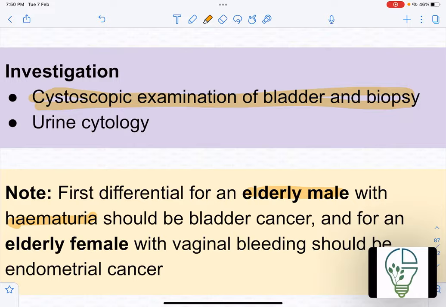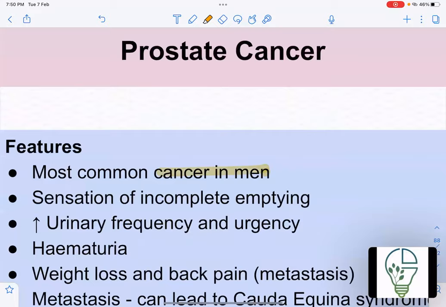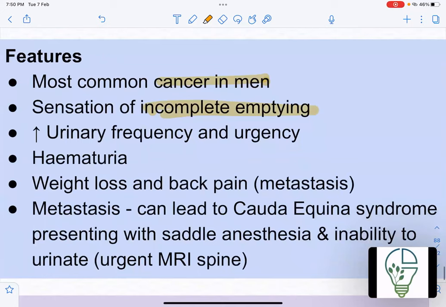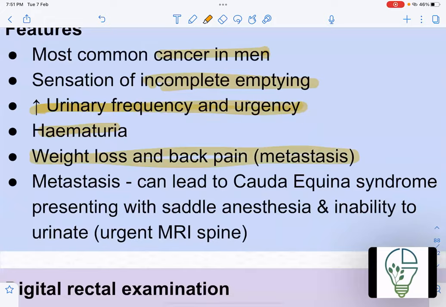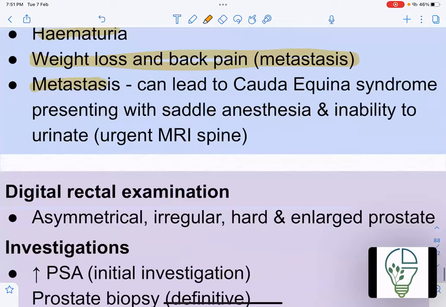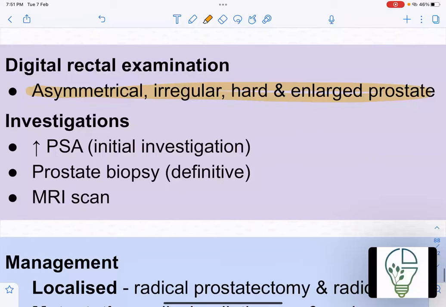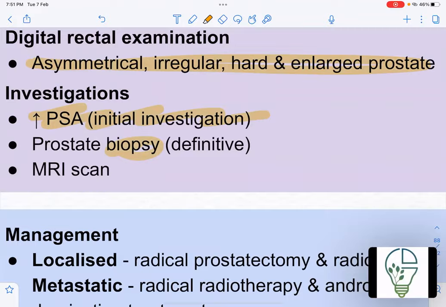All right. The second thing is prostate cancer, most common cancer in men. The most common presentation is incomplete emptying, increased frequency and urgency, hematuria, weight loss and back pain. We saw this in our case, mets, which can lead to bone pain, saddle anesthesia, etc. And the diagnosis is through a DRE: asymmetrical, irregular, hard, enlarged prostate. Investigation is increase in PSA, a biopsy is definitive, and we do an MRI as well to see the staging.